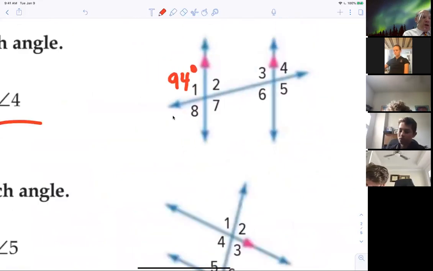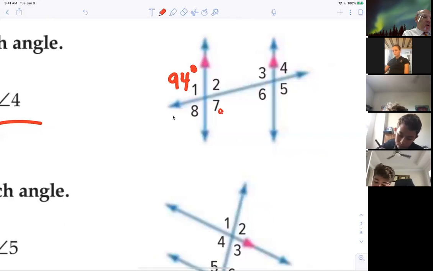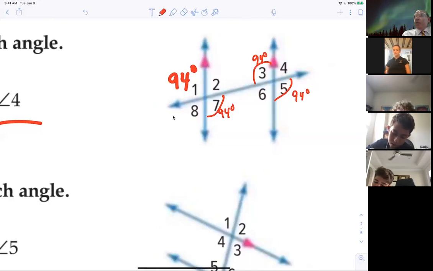So over here, angle 7 is how many degrees? 94 degrees because they are vertical. What's true about angle 3? 94 degrees because that is an alternate interior angle. What's true about number 5? 94 degrees. So you can see 7 and 5 are corresponding. They have to be congruent. 3 and 5 are vertical. 3 and 7 are alternate interior. 3 and 1 are corresponding. That's what you're supposed to see. All of those are what?